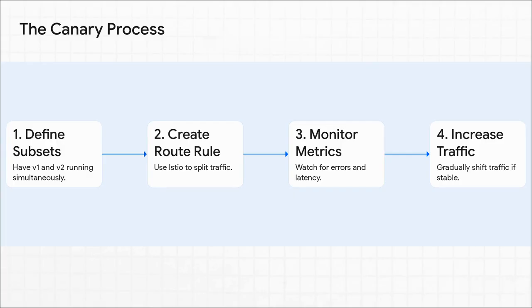First, you need both versions of your service, V1 and V2, running at the same time as what we call distinct subsets. Then, you create an Istio routing rule to split traffic between them. Step 3, and this is critical, you monitor absolutely everything. And finally, if it all looks good, you just gradually dial up the traffic to the new version.